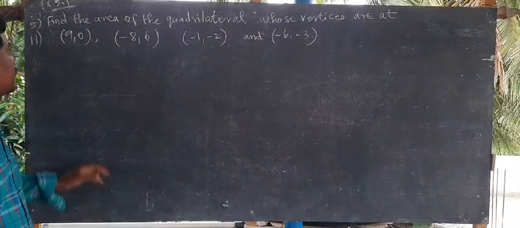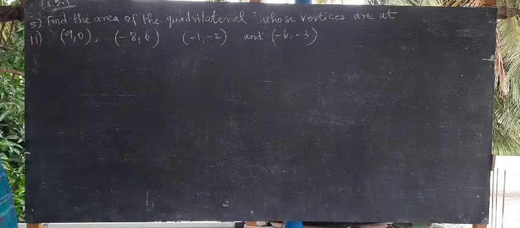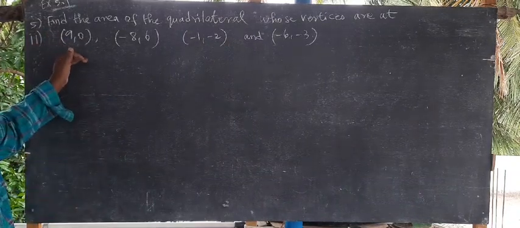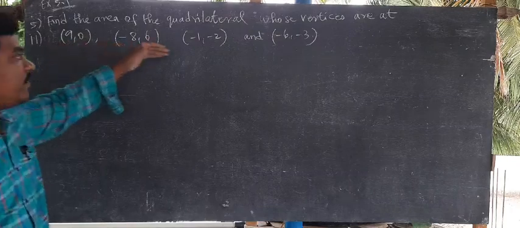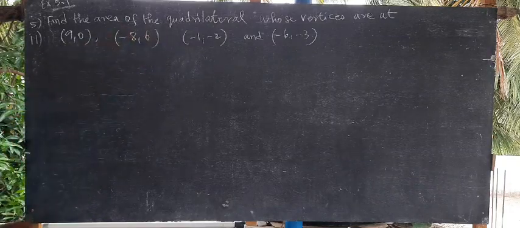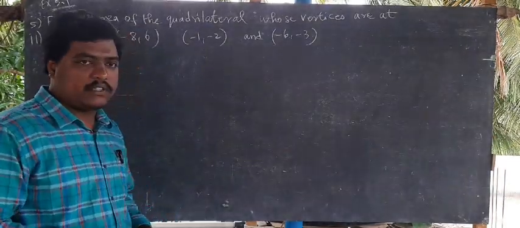So listen, exercise 5.1, find the area of the quadrilateral whose vertices are at. So quadrilateral means we are having the four sides, so 4 points are given here. So given points A, B, C, D. So before that what we have to do, we have to draw the graph first.